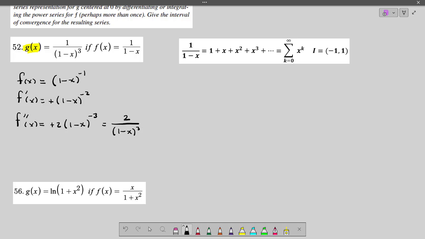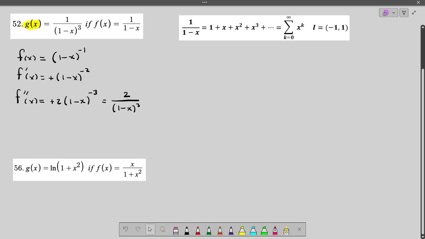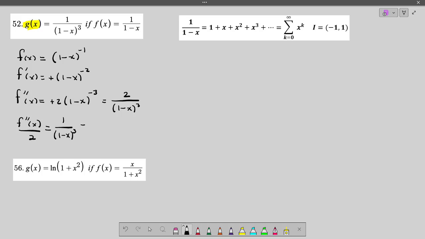Everybody see that? Now, we want g, which has no 2 in the numerator. So if we divide both sides right here by 2, then we have 1 over 1 minus x quantity cubed. That's g. We now have a roadmap for g. G is the second derivative of f divided by 2. We now have a way to get to g from f. So to get the power series for g, we take f's power series, differentiate it twice, and then divide by 2.